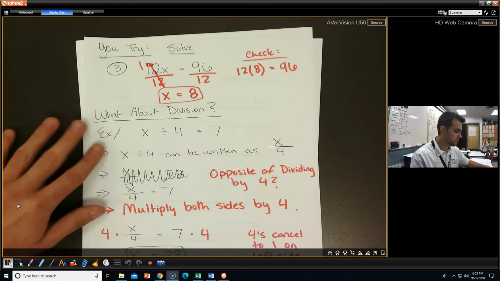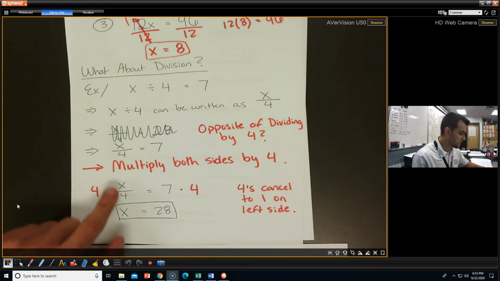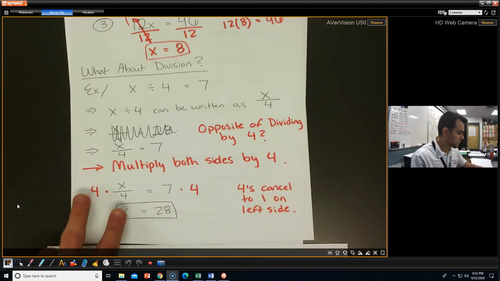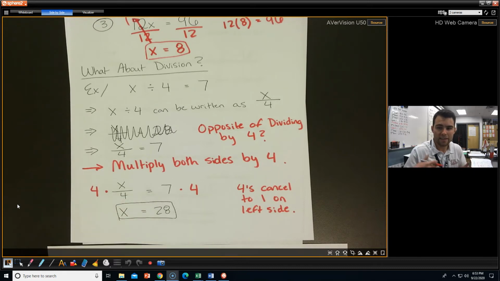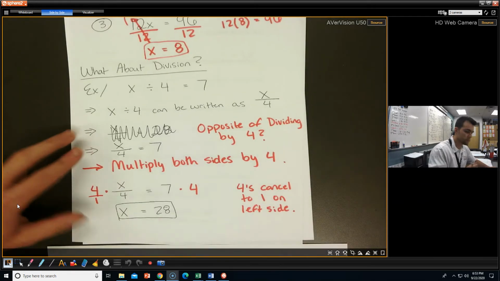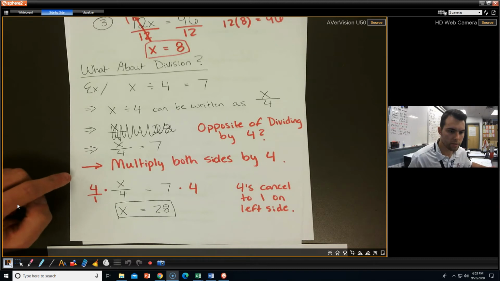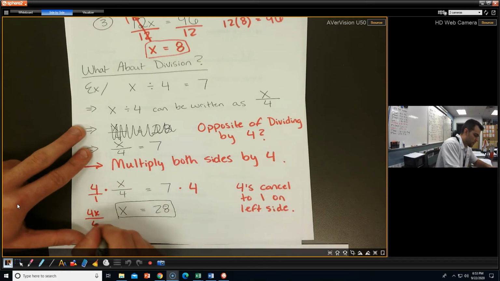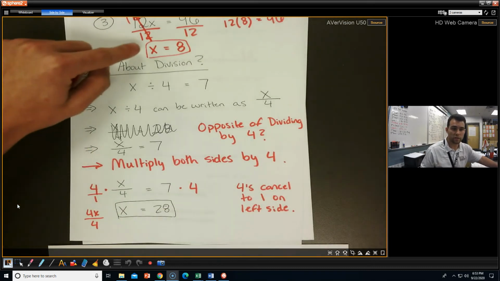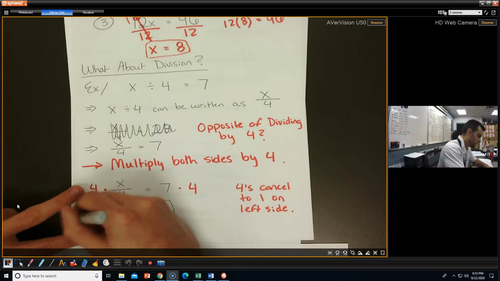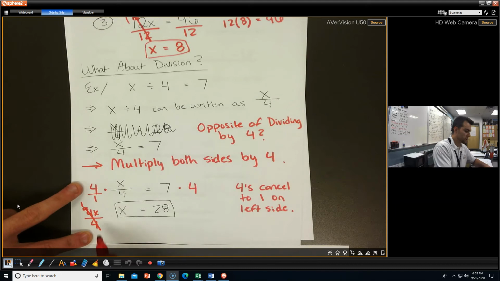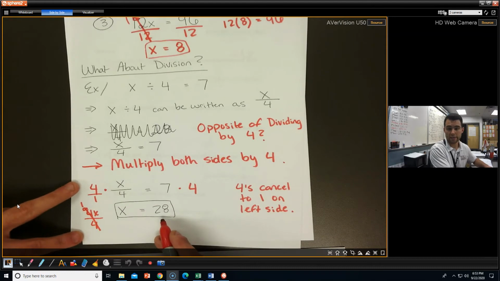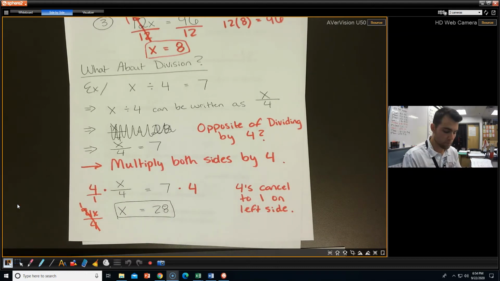If we do that, 4 times this stuff equals 7 times 4. The 4s on this side, they're going to cancel, kind of like our units in the train tracks when we were doing distance conversions. Because really, 4 can be written as 4 over 1. So if I multiply my fractions, I would get 4x on top. I get 4 on the bottom. And look, I already showed you with division, the 12s can cancel out. The 4s are going to do the same thing. They cancel out to 1. So I'm just left with x on this side equals 7 times 4, which is 28. Okay? And that's how you solve division problems algebraically.